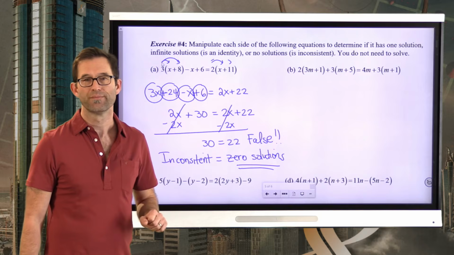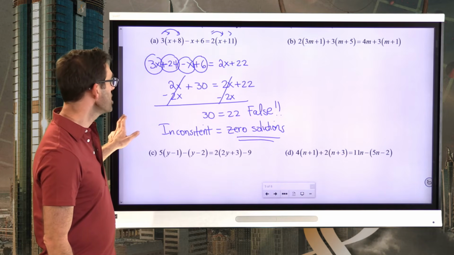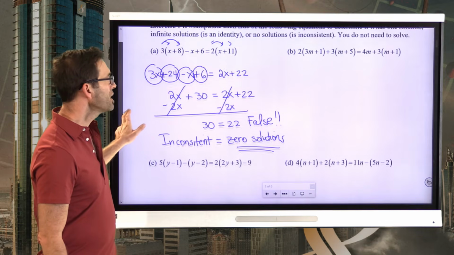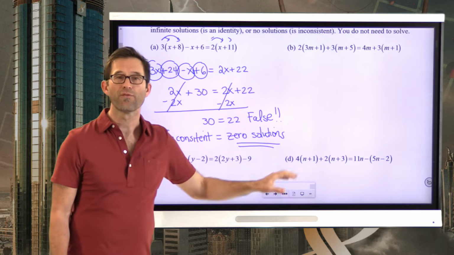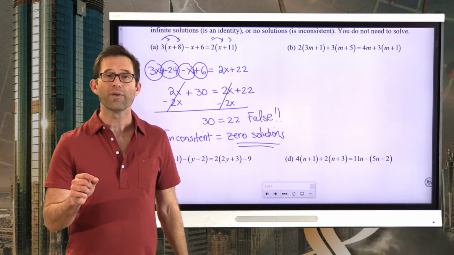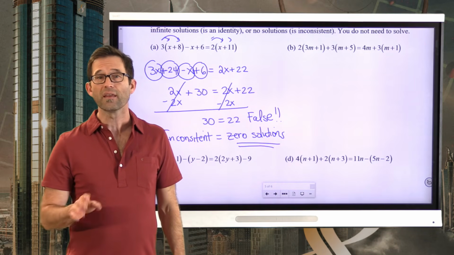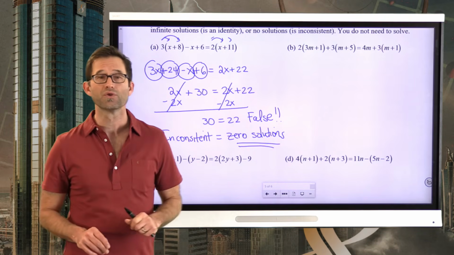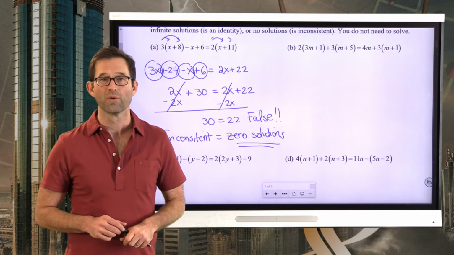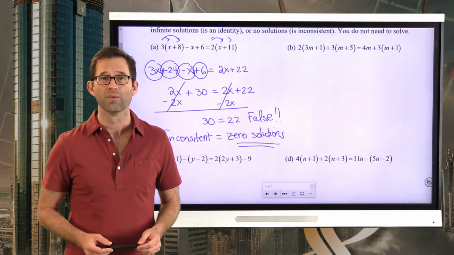0 solutions. What I'd like you to do now, there is letter B, C, and D, and that's it. I'd like you to work through each one of these 4, simplifying both sides as needed until you figure out whether it's just a normal equation with one solution, an inconsistent equation with 0 solutions, or an identity with an infinite number of solutions. Pause the video now and take upwards of 5 or 10 minutes to do this.